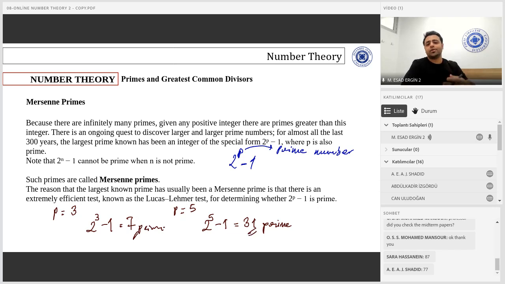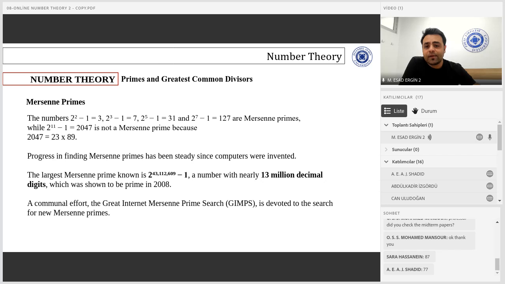And according to the Mersenne primes, it works very well, but we have some difficulties or exceptions. For example, here 2 is a prime number, and 3 is a prime number, and 5 is a prime number, and 7 is a prime number too. So according to these results, we got 3, 7, 31, and 127, which are all prime numbers.